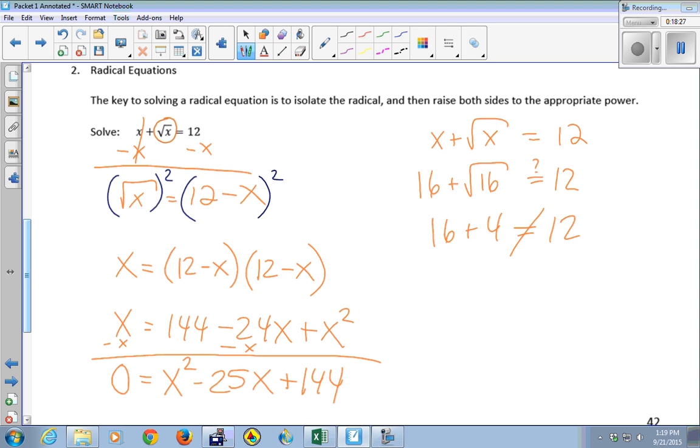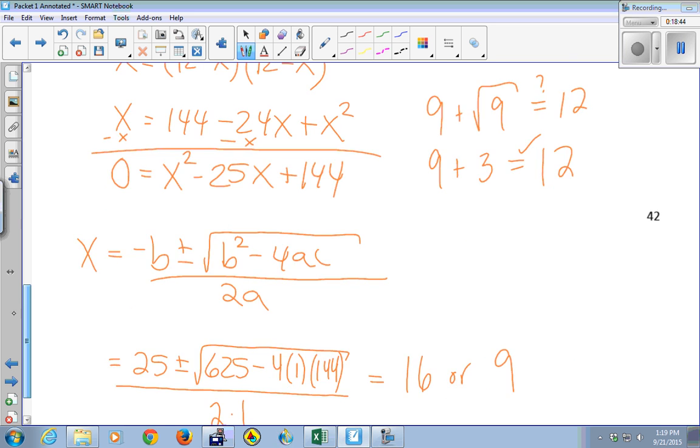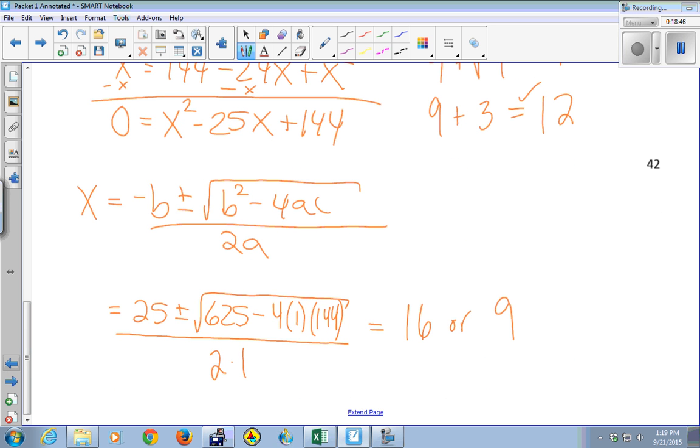Okay, so either I made a mistake or 16 is definitely not a solution. Let's plug in 9. 9 plus radical 9, does that equal 12? Yeah, because radical 9 is 3. 9 plus 3 is in fact 12. So 9 is a solution, but 16 is not. So 16 is what we call extraneous. This happens a lot when you're dealing with radical equations, right? You'll end up with 2 solutions. One of them is not actually a solution. It's called extraneous, the root being extra, right? So you just throw that one away.